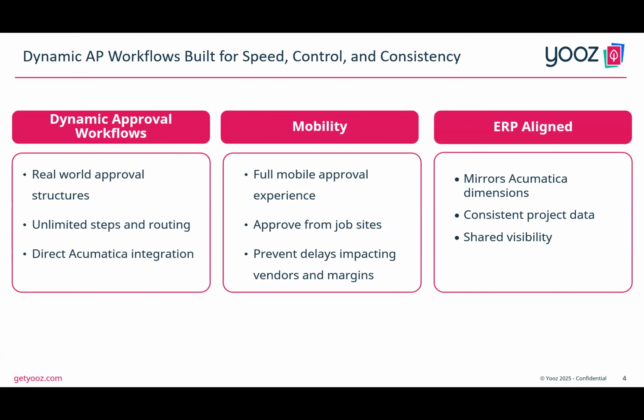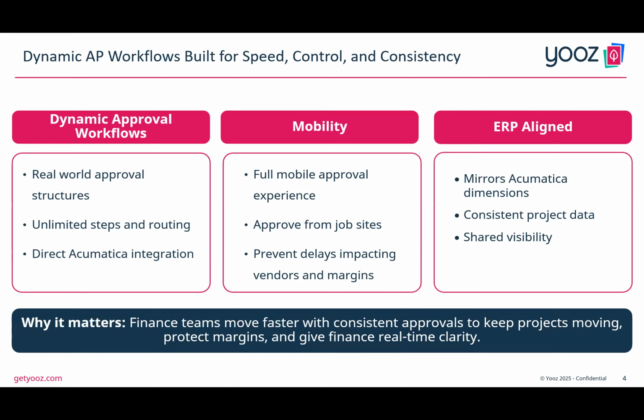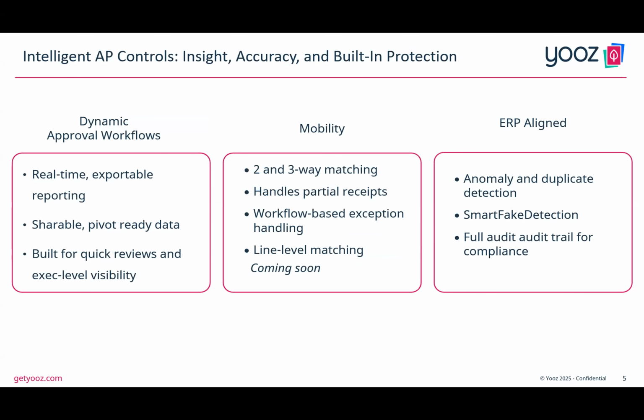And finally, ERP alignment. Use mirrors Acumatica's dimensions, so project and cost information stay consistent from capture all the way through payment. Finance and operations see the same data in the same structure and without manual cleanup or reentry. So together, these three pieces create an AP workflow that's fast, flexible, and fully aligned with your ERP, which sets the stage for the intelligence and control that we'll look at next.